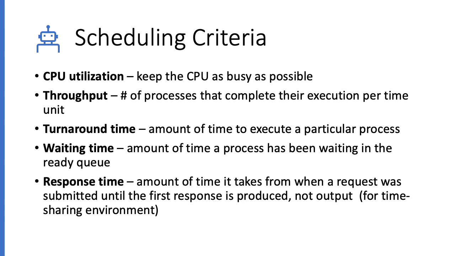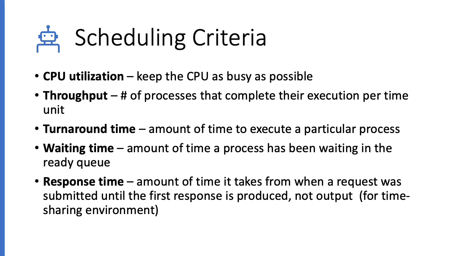These are the scheduling criteria. You must remember this, and you must know the definition for each of these. For example, CPU utilization is to keep the CPU busy, meaning that the CPU is being used at any one time. Throughput is the number of processes that complete their execution per time unit. And turnaround time is the amount of time to execute a particular process, meaning how long a process takes to be executed by the CPU.